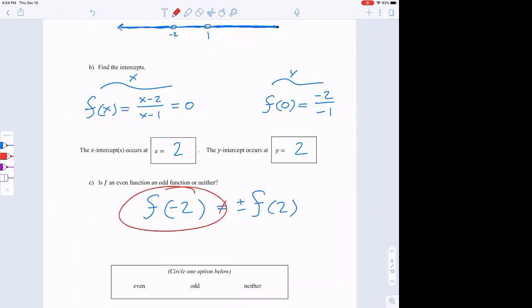This one over here is undefined, and this is defined as, well, some number. You plug it into the function, and we'll get some number out of it. So they're certainly not the same thing, so I'll say they're not equal, and it's neither even nor odd.